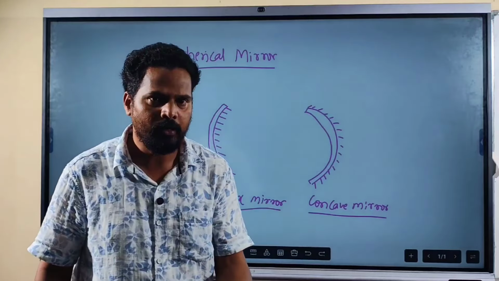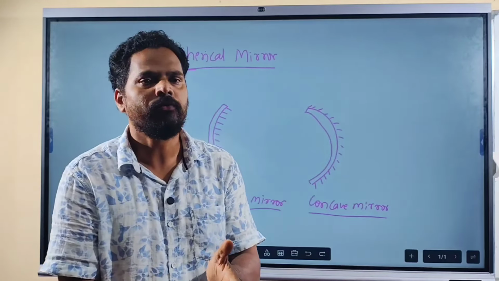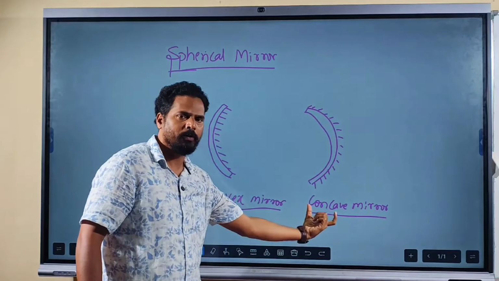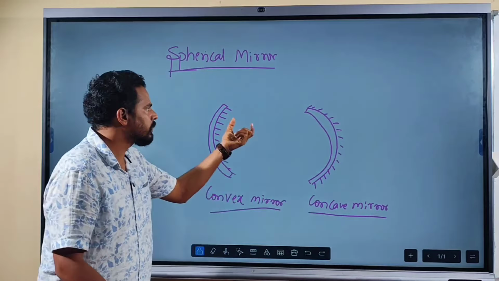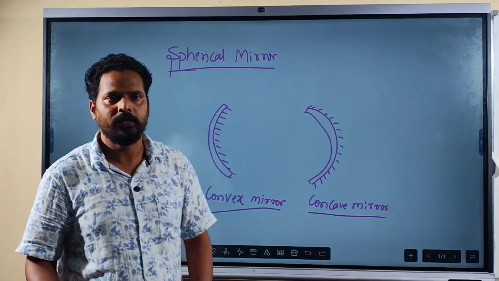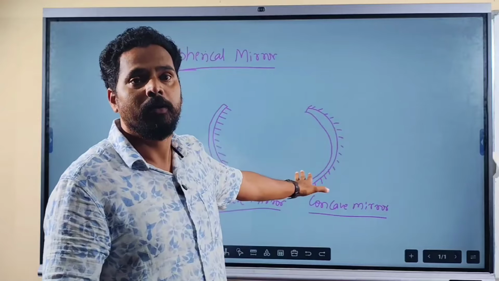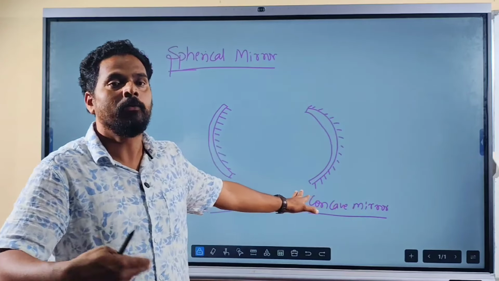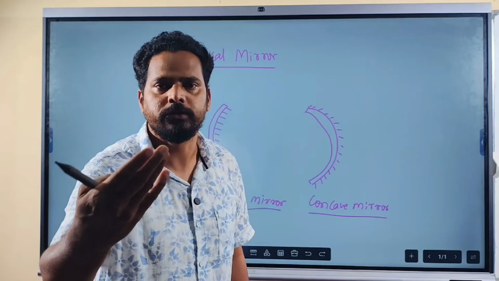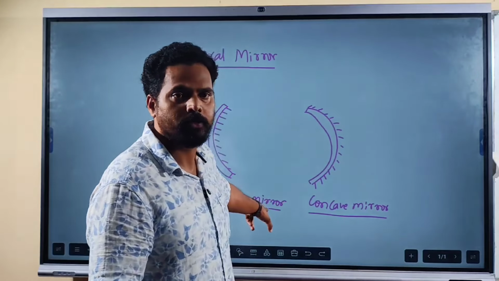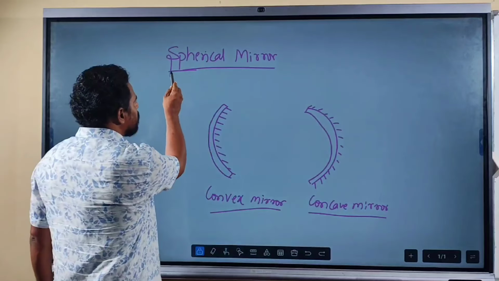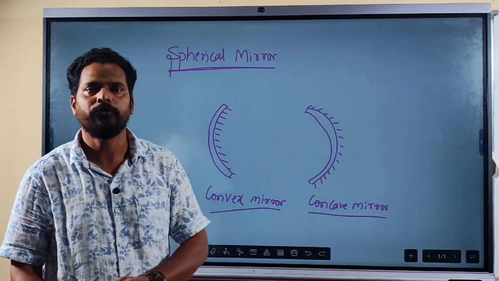Then how to define it? The mirror whose reflecting surface is curved inwards is called a concave mirror. The mirror whose reflecting surface is curved outward is called a convex mirror. This is how to define the spherical mirror. If the exam asks what the types of spherical mirror are, there are two types: concave mirror and convex mirror. Clear? So this is about the two types of mirrors.